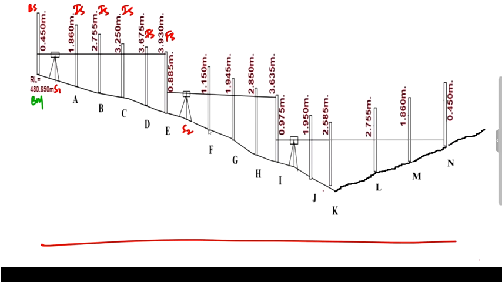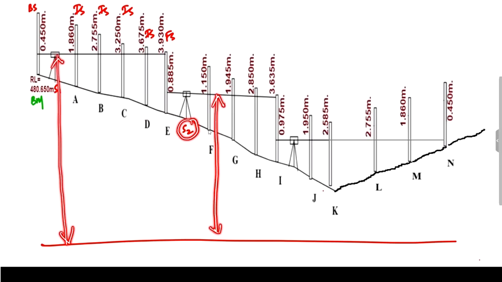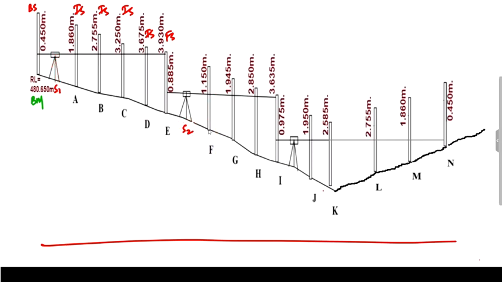the height of my instrument previously was this one. When I change my position to S2, the height of the instrument has changed to some new value. So I need to determine the height of the instrument. From the previous station itself I had found the elevation or the reduced level at E, which means now the reduced level of E is known to you. It is similar to the case of your benchmark.